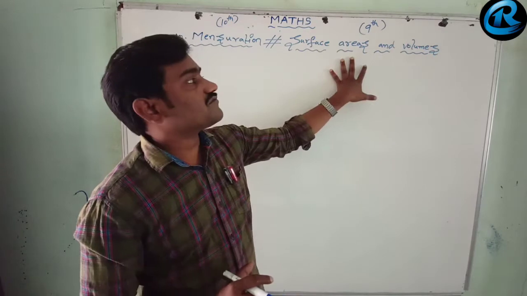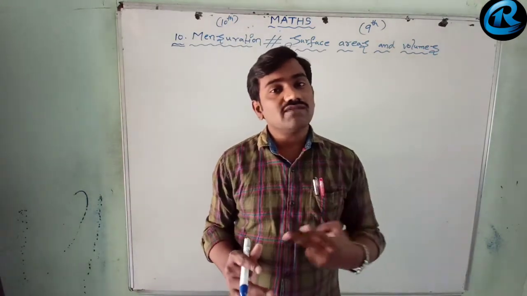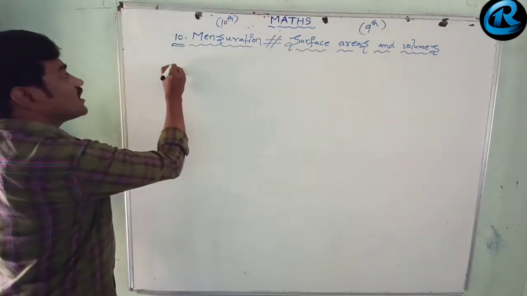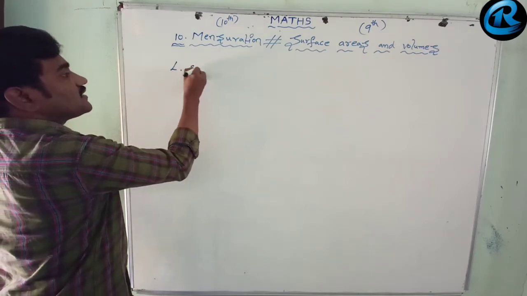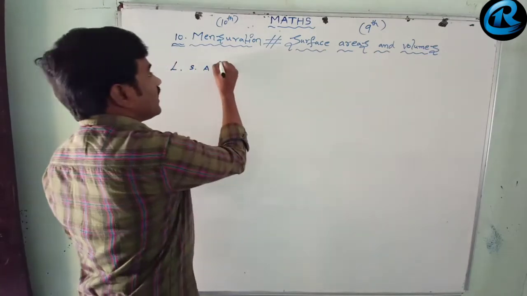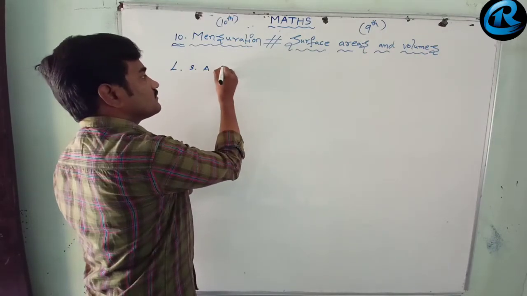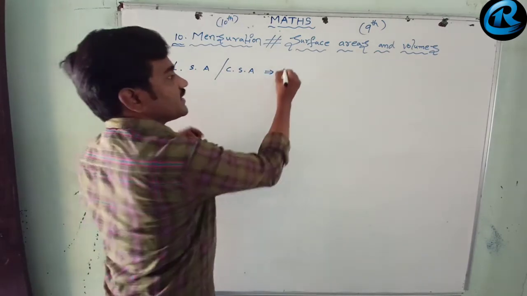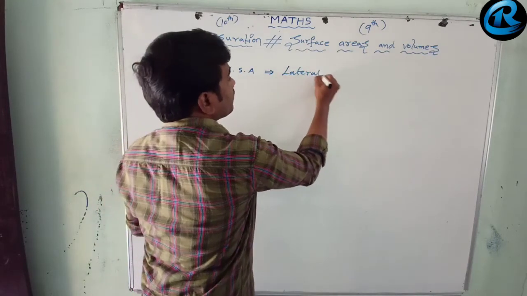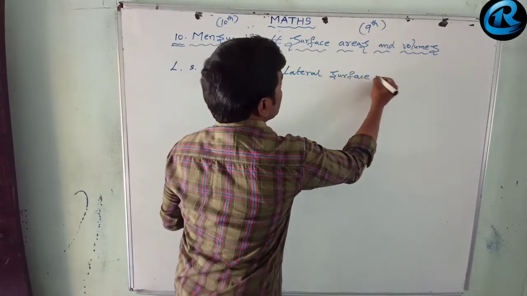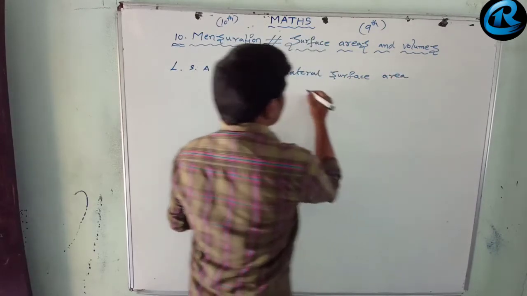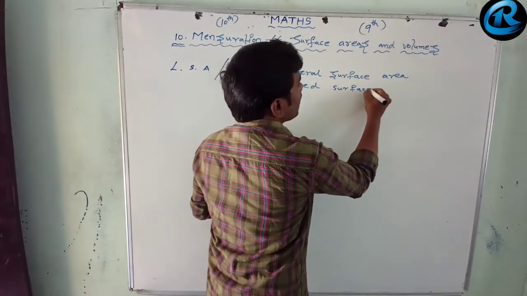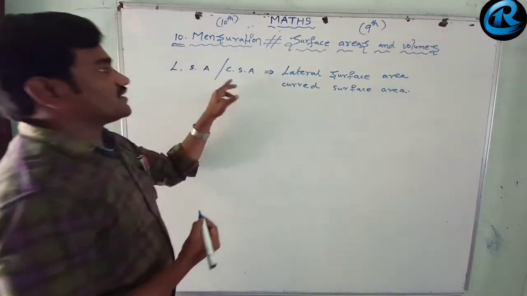We have to learn what kinds of surface areas there will be. There are mainly two kinds of surface areas. One is lateral surface area, LSA, and the other is curved surface area, CSA. Lateral surface area or curved surface area.